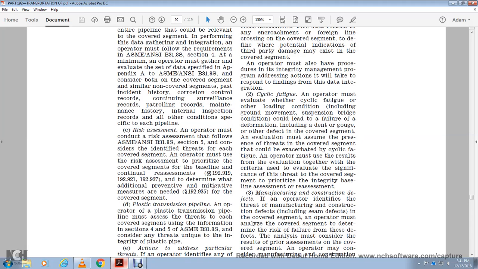Plastic transmission pipeline. An operator with a plastic transmission pipeline must assess the threats to each of the covered segments and use the information in Sections 4 and 5 of ASME B31.8S to consider the threats unique to the integrity of the plastic pipe.